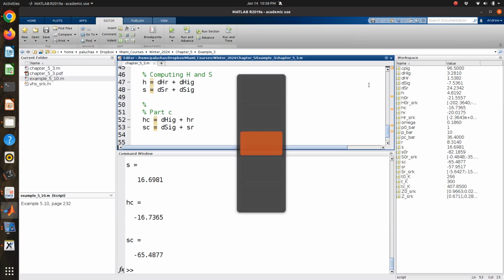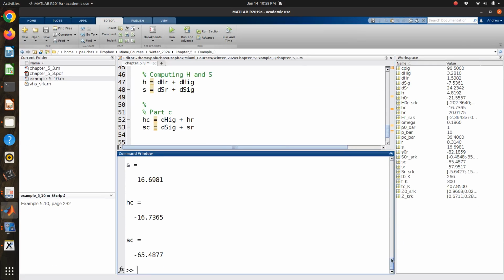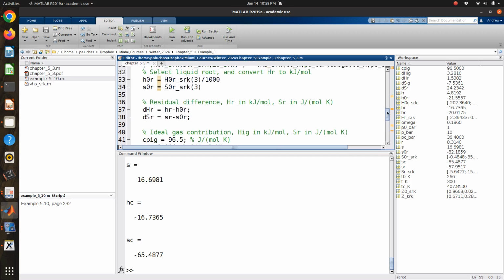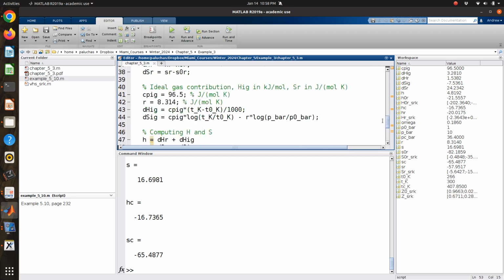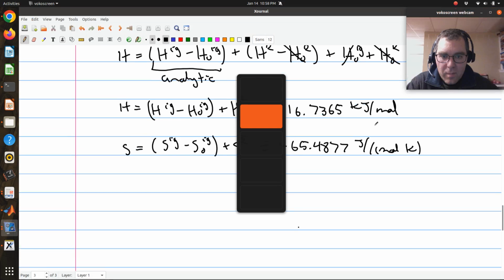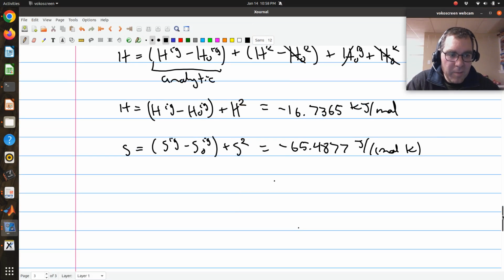Okay, cool, right? And DH ideal gas we had converted to kilojoules per mole. Then SR, yeah, everything was in kilojoules per mole, right? So there you have it. And now last but not least, part D.